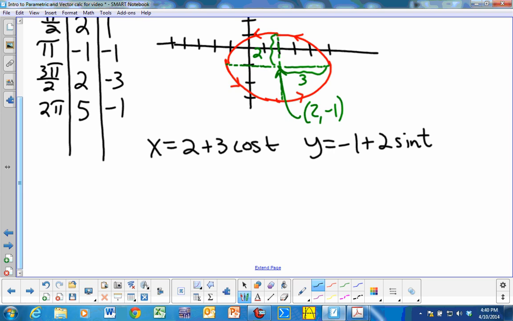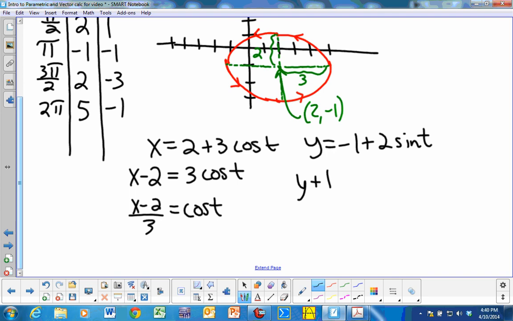And the main thing is that we can get it into something that we can translate. So what we're going to do here is solve this for cosine t and solve it for sine t. So I'm going to solve this first one for cosine of t, which means I'll have x minus 2 equals 3 cosine t. So x minus 2 over 3 equals cosine of t. And then this one, same idea. Let's go a little faster. I would subtract negative 1, add 1, and divide by 2, and that would equal sine t.